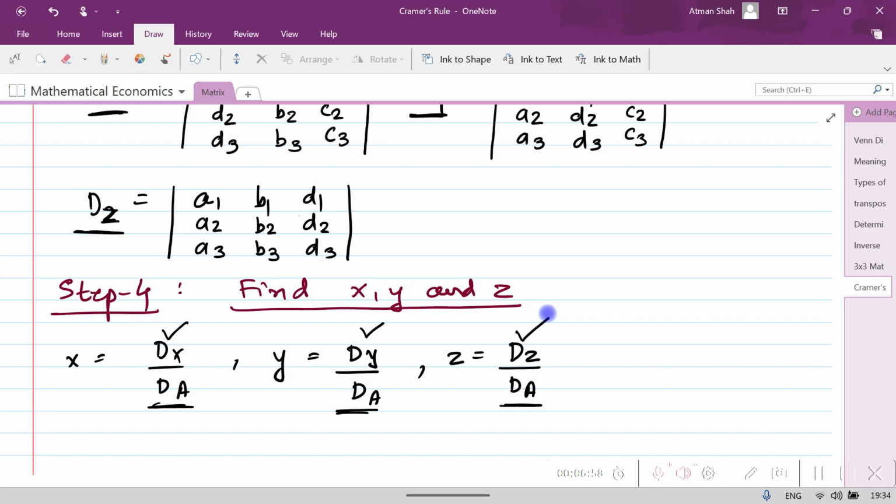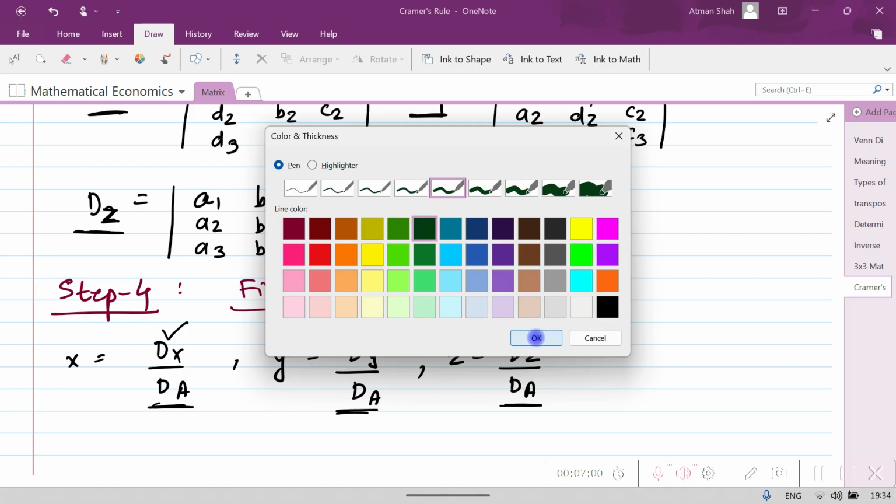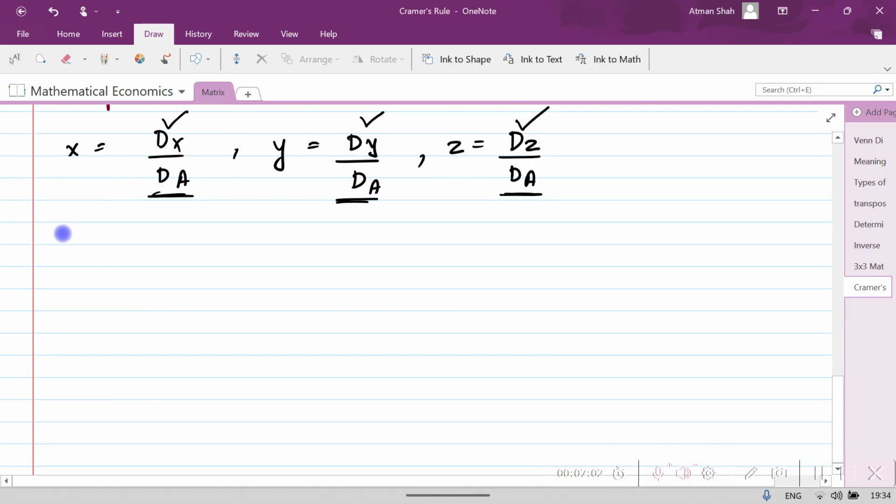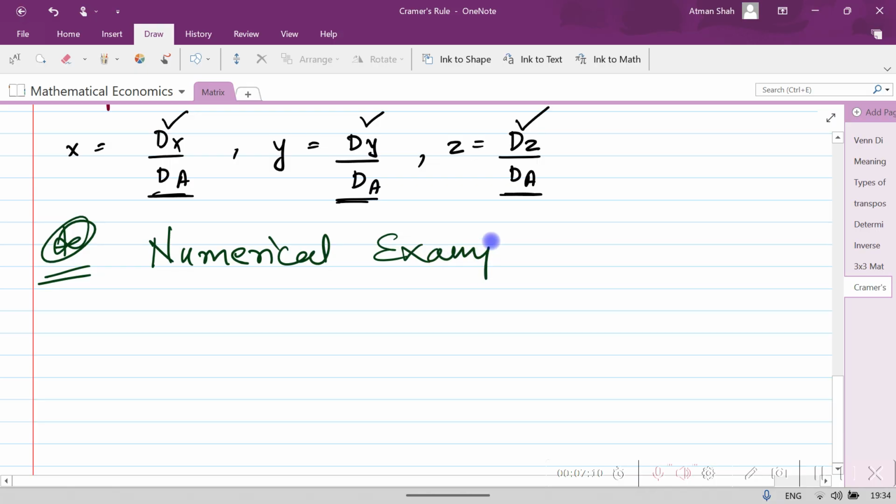Now let's understand this with the help of a numerical example. So suppose we have a matrix, or first note down the system of equations.